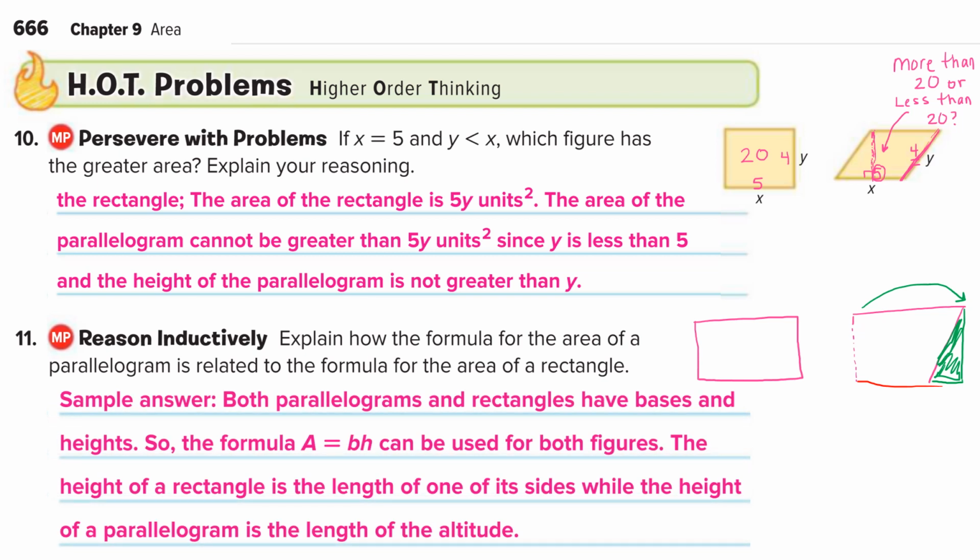Sample answer. Both parallelograms and rectangles have bases and heights. So the formula area equals base times height can be used for both figures. The height of a rectangle is the length of one of its sides, while the height of a parallelogram is the height of the altitude.